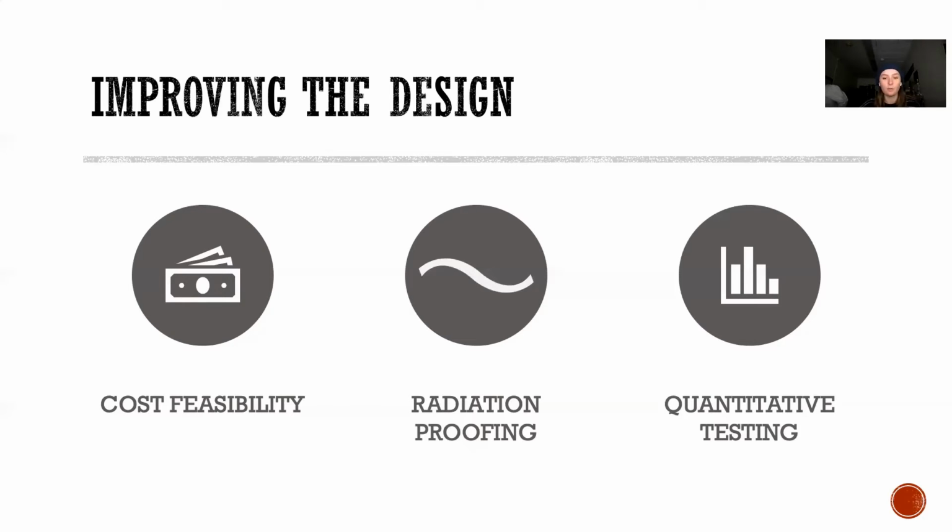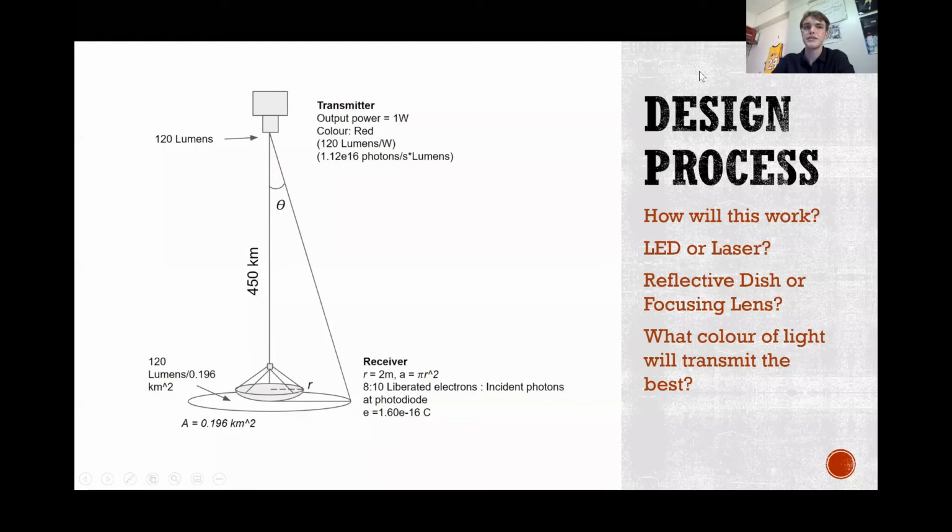Additionally, the testing of our prototype was qualitative and not quantitative. It would have been more beneficial to QSET for us to have quantitative data to prove that the concept of our design is successful. The guiding question to our design process was how. How will we be able to send a visible light signal through over 400 kilometers of atmosphere to the ground in a decipherable manner?